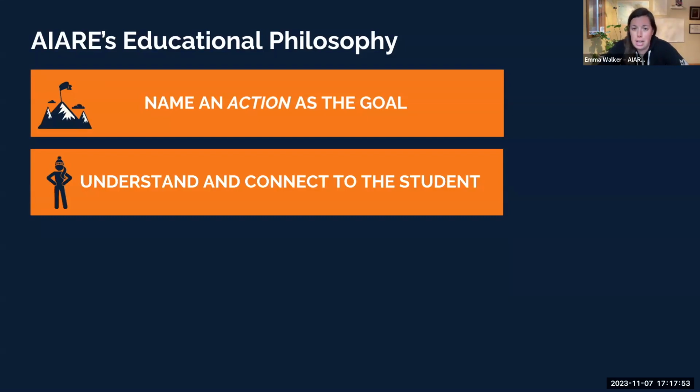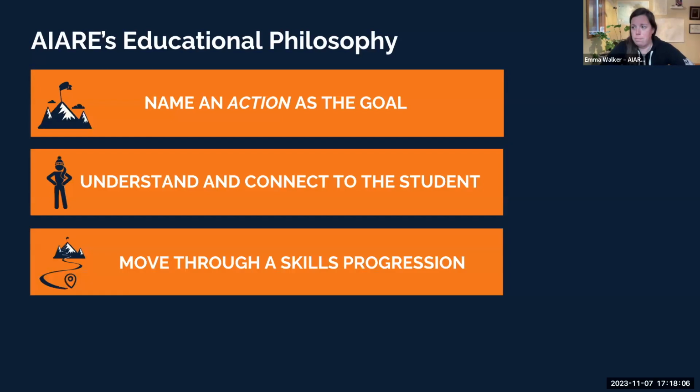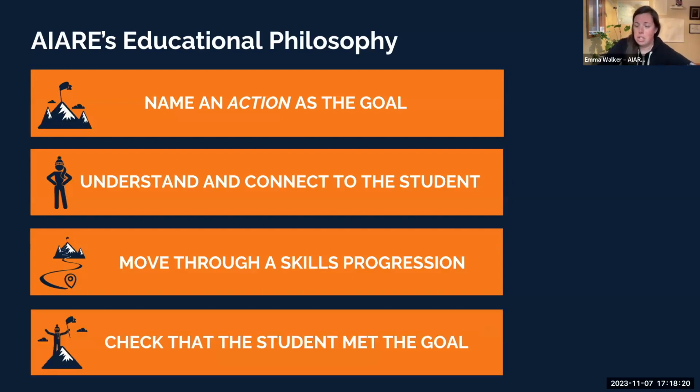Is this their first time entering the winter backcountry? Have they been doing this for years and finally got peer pressured into taking an Avalanche 1? We need to understand who we're talking to before we can help them along the path to reach that goal. We're going to move through a skills progression. So once we understand where the student is in relation to the goal, we can work with different instructional techniques to get our students closer to that goal. Finally, we're going to check that the student met the goal. Can they do the thing that you asked them to do?